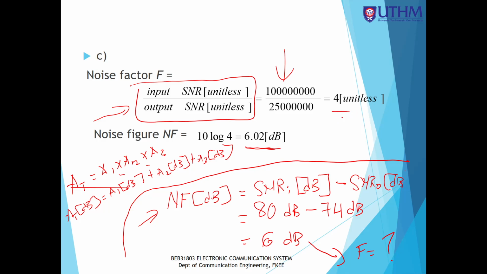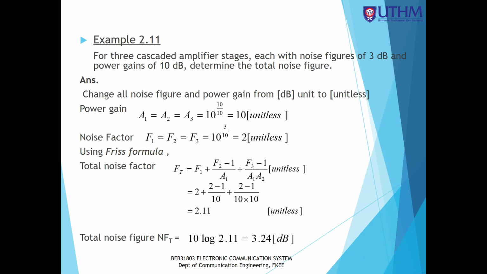If you do the anti-log of 0.6, you will get 3.9811, which is equivalent to 4, almost the same as 4. So I am showing what is not in the notes, if we want to play around with decibel. Any questions? If there are no questions, I will proceed to the next example.